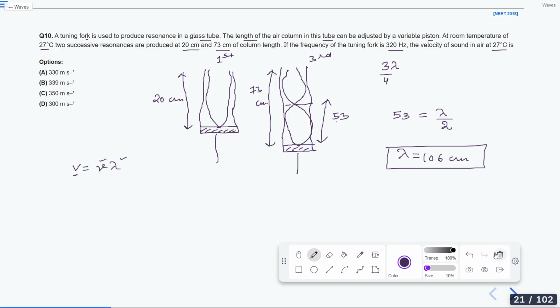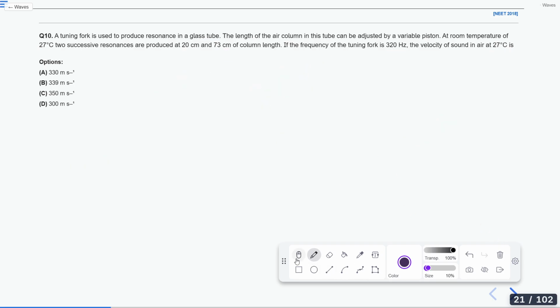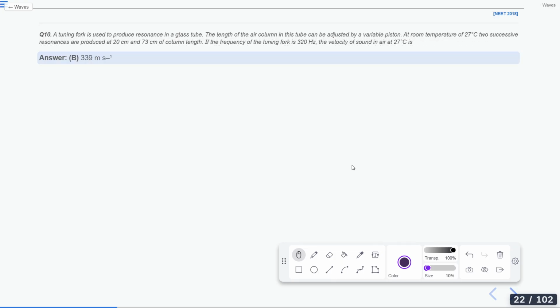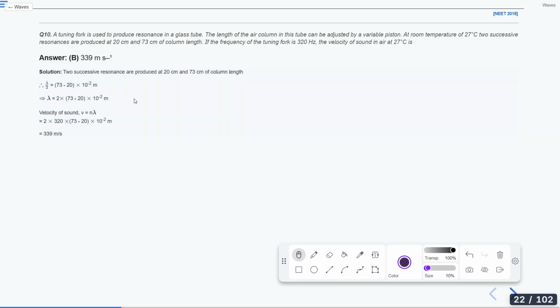Okay, B option. So let's see the correct option. So B is the correct option. Okay, so we have taken the change in length. So change in length is 73 minus 20. That is 53. And that 53 centimeter corresponds to how much of wavelength? Half of the wavelength. That is lambda by 2. From there, we can calculate the lambda.